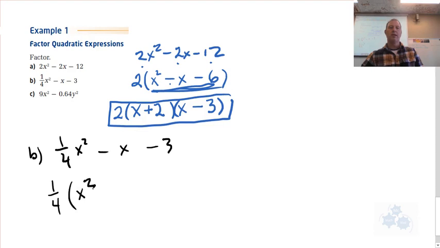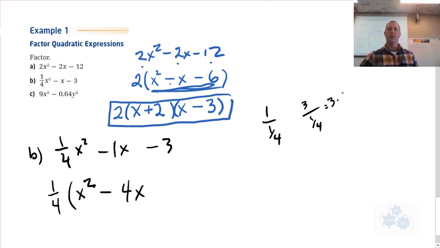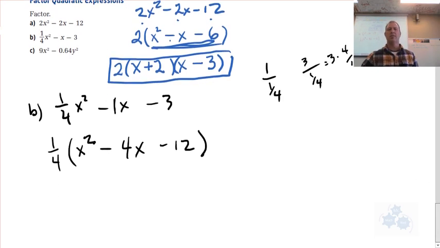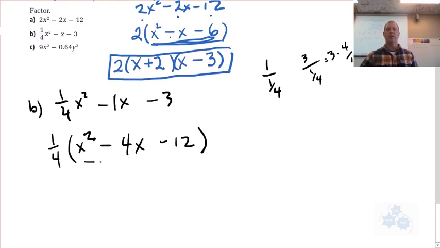We're left with x squared. What's 1 divided by 1/4? See, that's a 1 right here. Yeah, 1 divided by 1/4 is 4. And what's 3 divided by 1/4? That's the same as 3 times 4 over 1, which is 12. So in this case, it's a good idea to take out this fraction as a common factor, even though it doesn't look like it was 1, because this one is much easier to factor than this.